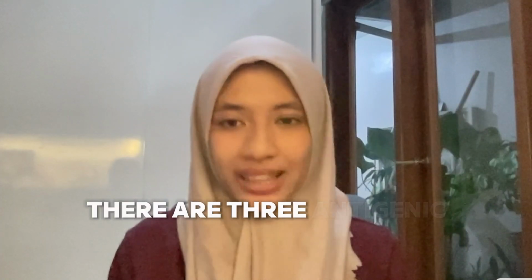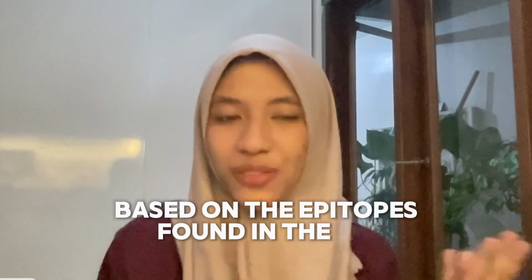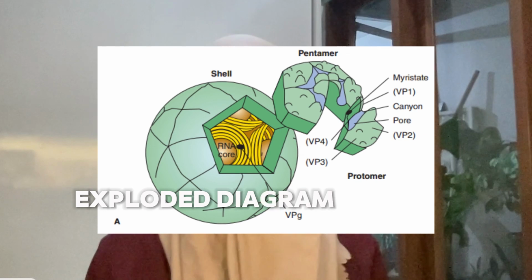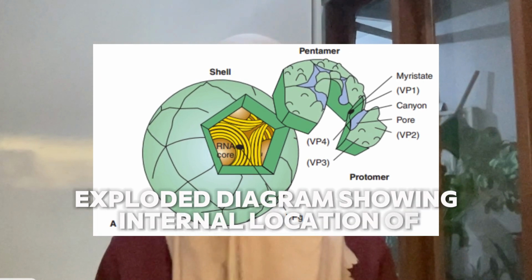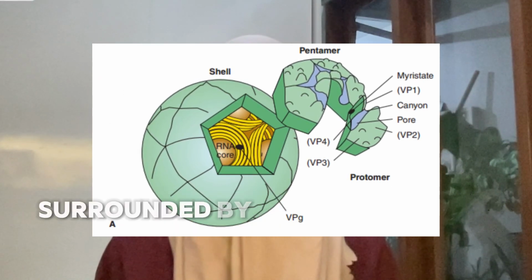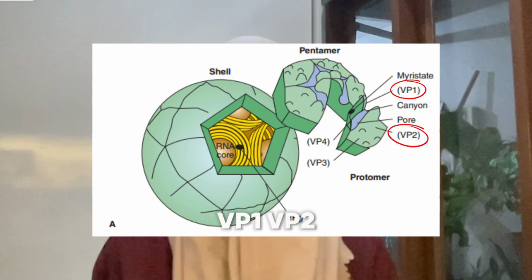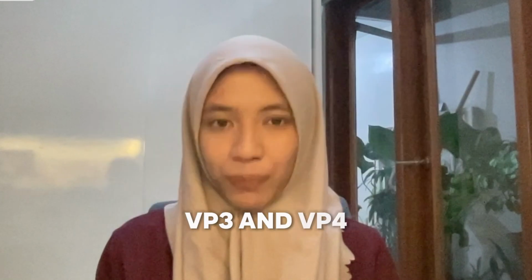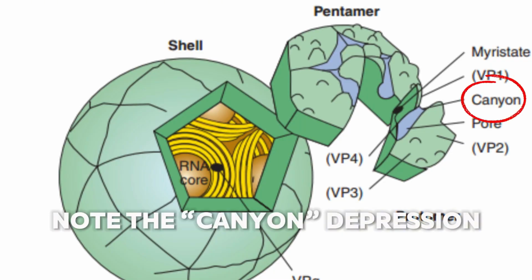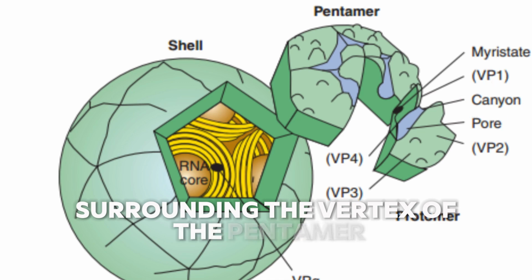There are 3 antigenic types of poliovirus based on the epitopes found in the VP1, VP2, and VP3 proteins. Exploded diagram showing the internal location of the RNA genome surrounded by a capsid composed of pentamers of proteins VP1, VP2, VP3, and VP4. Note the canyon depressions surrounding the vertex of the pentamer.